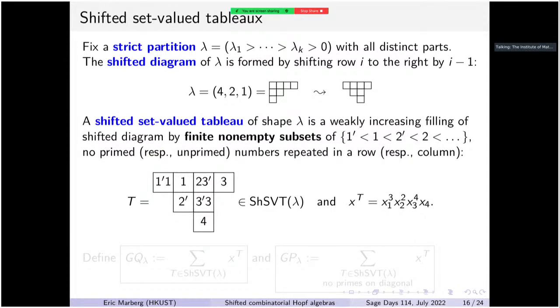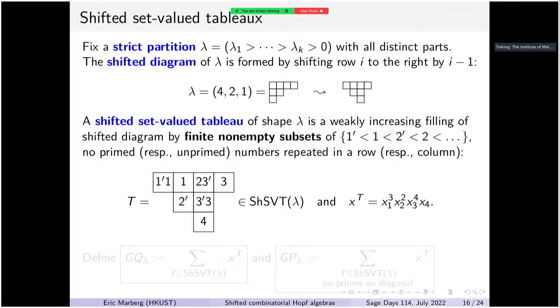Okay, so what is a shifted set value tableau? There are a couple of things that have changed from our previous definition. We're still going to fill this diagram by finite non-empty subsets, but now they're in this primed alphabet where you have 1 primes and 1s and 2 primes and 2s and 3 primes and 3s and so forth. So the way to understand this is 1 prime is secretly 1/2 and 2 prime is secretly 3/2 and so forth. So the prime is just subtracting 1/2. So they're in this order, and you're going to have a filling with subsets of these guys.